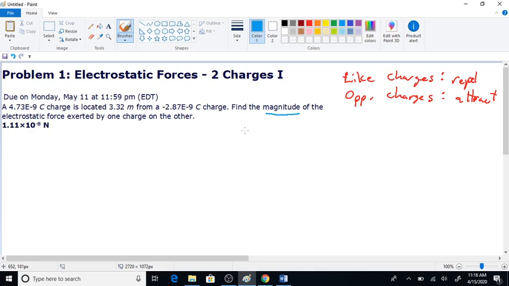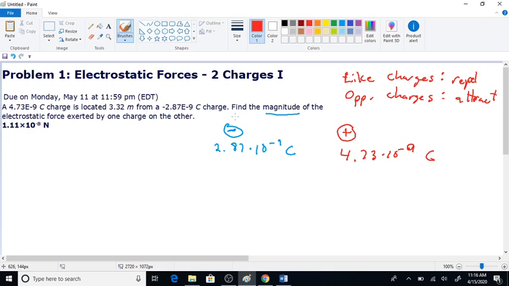Remember, vectors have two components to them, a magnitude, a size, and a direction, which if it's just 1D, you can put a negative or a positive. If it's 2D, you got to use degrees from a reference point. But anyway, we'll just draw the negative. In this case, it doesn't matter which side you put which one. So we're going to have the negative charge here, and that charge is 2.87 times 10 to the negative 9th coulombs. Okay, we have a positive charge here, and that positive charge we're going to call 4.73 times 10 to the negative 9th coulombs.